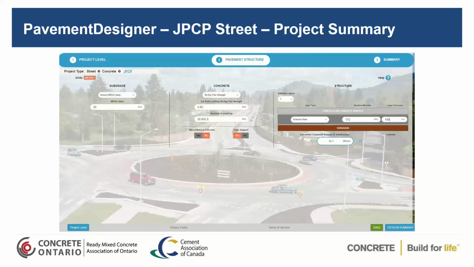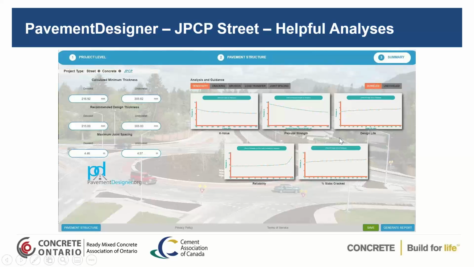So once you choose the layer, you've put in the characteristics of the concrete and the subgrade, you put in the granular base and the thickness. I've used 100 millimeters. It'll actually calculate your composite K value for you. So you now have your structure done.